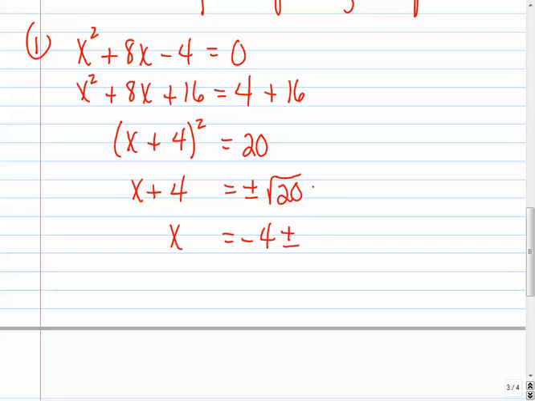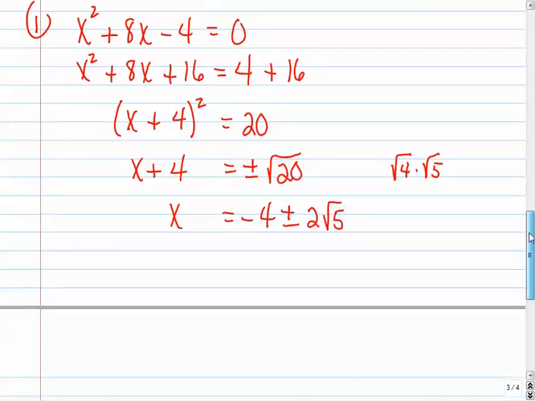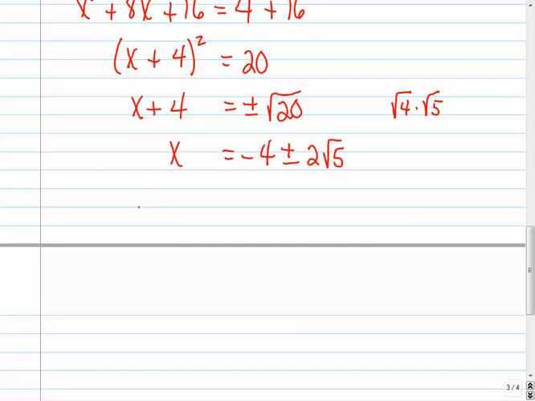But remember, you simplify your radicals. The square root of 20 is the square root of 4 times the square root of 5. And the square root of 4 is 2, so you want to bring out that 2, and you get 2 times the square root of 5. So our two solutions are negative 4 plus 2 square root of 5, and the other one is negative 4 minus 2 square root of 5.